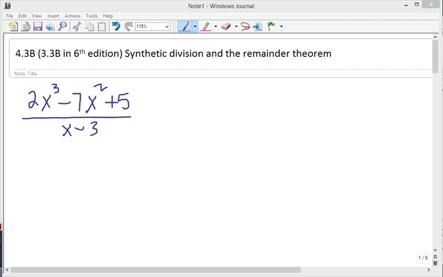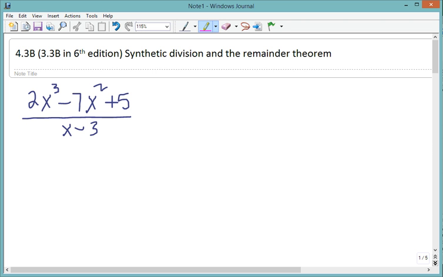Synthetic division only works if the divisor is in this format right here. It has to be x minus c, whatever c is. So it could be x plus 3, because then c would be negative 3. It could be x minus 10, because c would be 10. Anything in that format you can do synthetic division on.